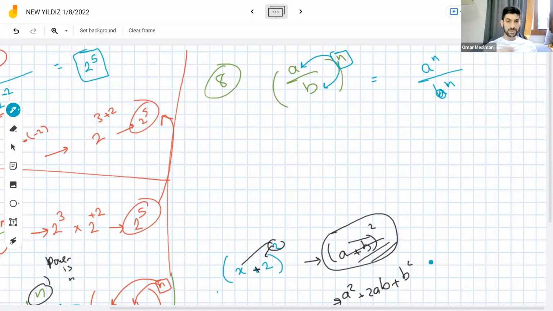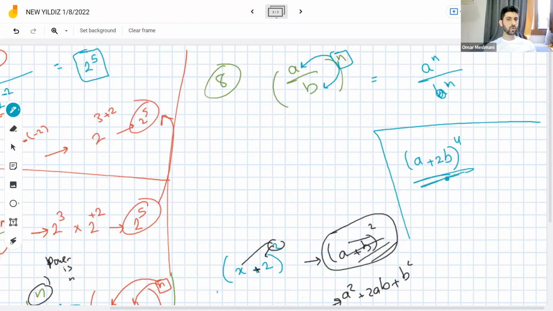Okay, I have a question. It's not an SAT question. It's just a general math question, okay? Who knows how you do A plus, for example, let's say 2B to the power 4? Who knows what Pascal's triangle and the binomial expansion are? Yes. Pascal's triangle, binomial expansion.